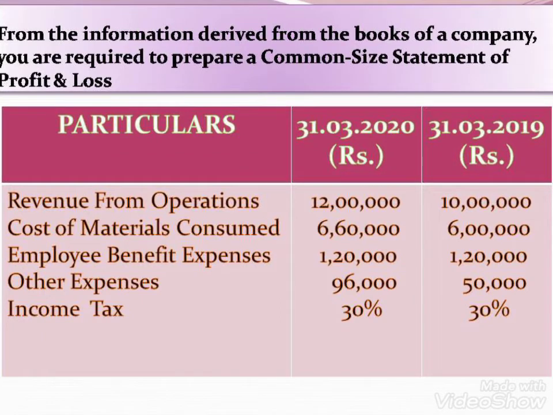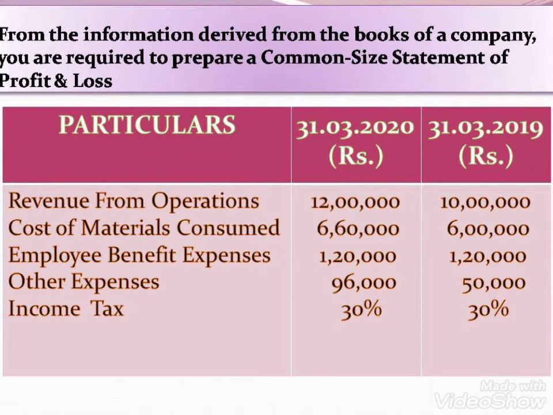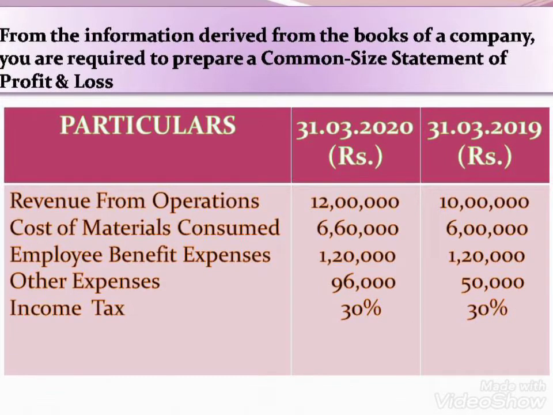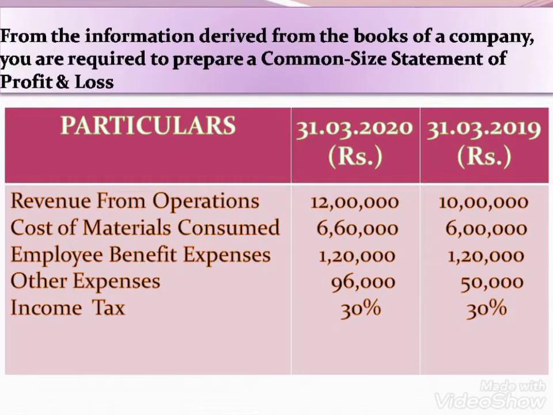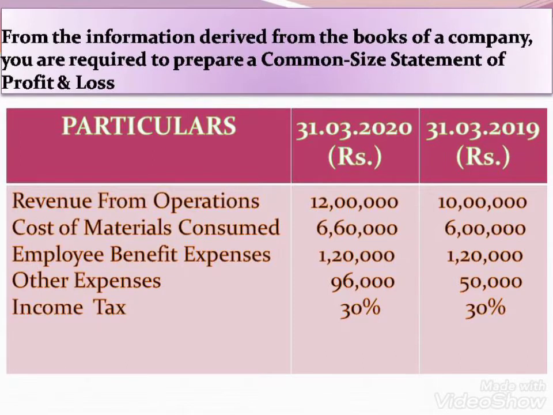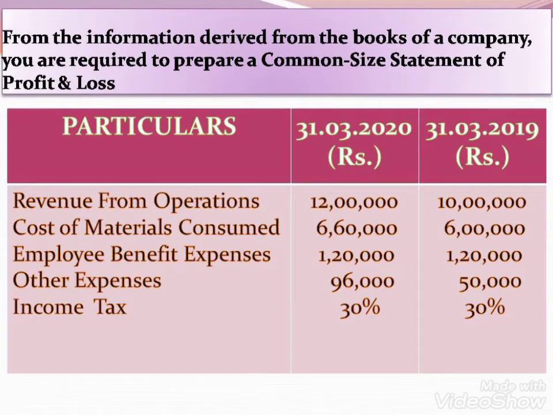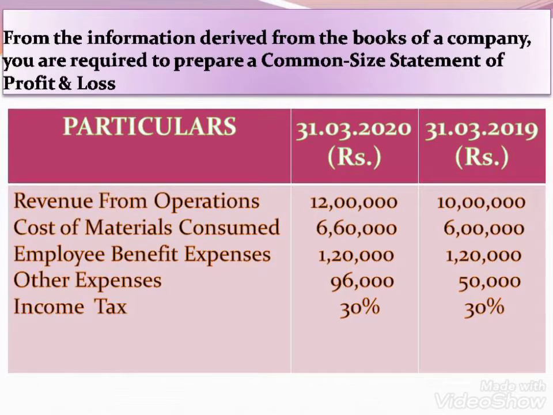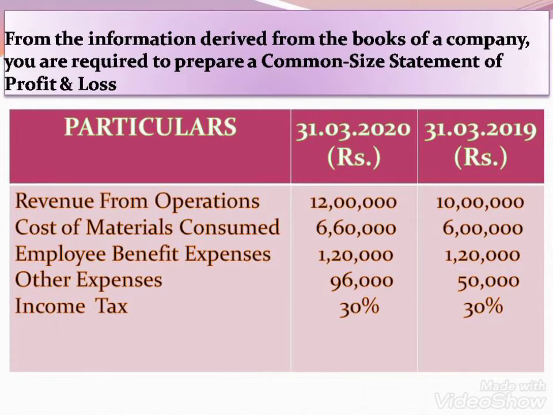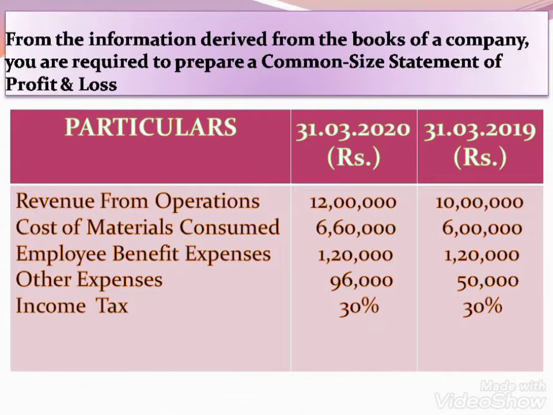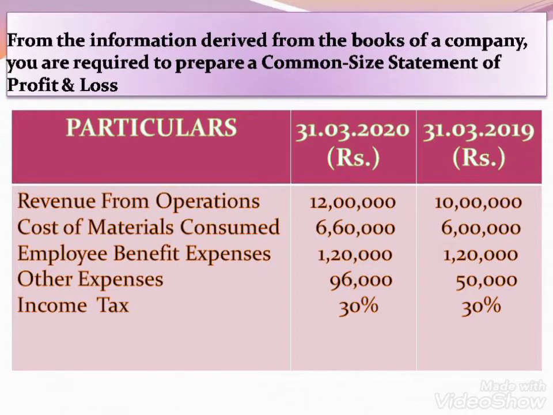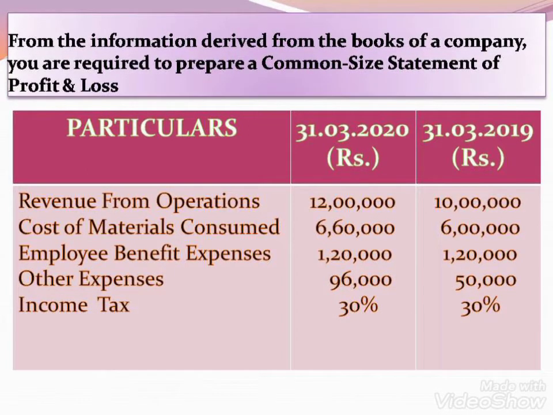The information given is revenue from operations for the year 2019, 10 lakh, and 2020, it is 12 lakh. Cost of materials consumed is 6 lakh and 6 lakh 60,000. Employee benefit expenses 2019 it is 1 lakh 20,000 and for 2020 again it is 1 lakh 20,000. Other expenses are 50,000 and 96,000 respectively for 2019 and 2020, and income tax rate is 30%. So on the basis of this information, we have to prepare a common size statement of profit and loss.